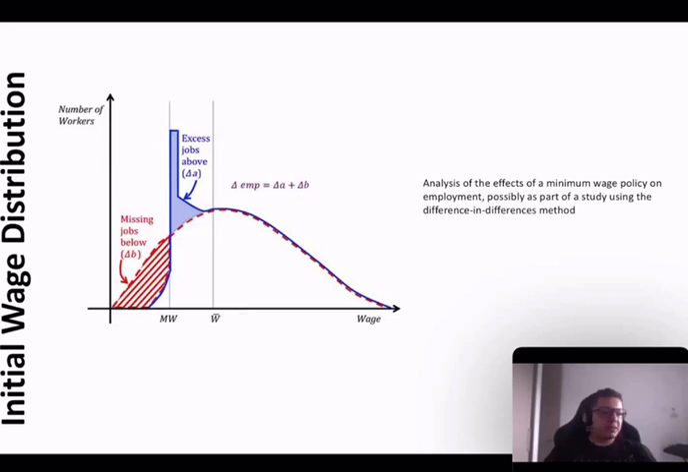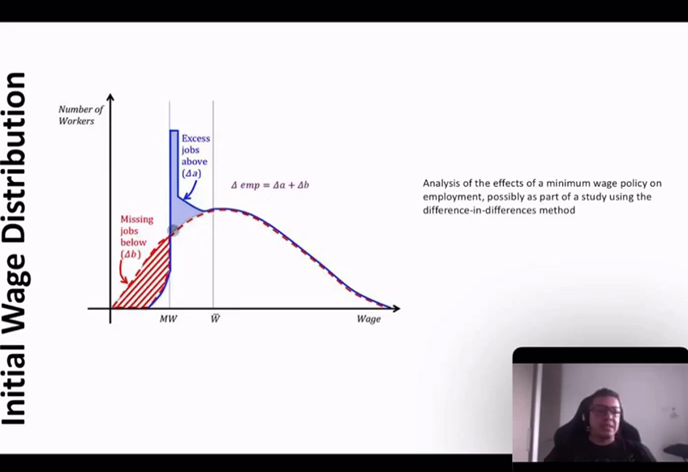The interpretation for this equation: delta EMP equals delta A plus delta B. Delta EMP represents the net change in employment due to the imposition of the minimum wage. This change is the algebraic sum of the additional jobs created by the new minimum wage, delta A, and the job loss because the minimum wage is above the equilibrium wage, delta B.